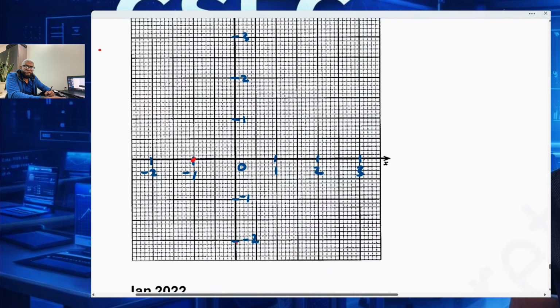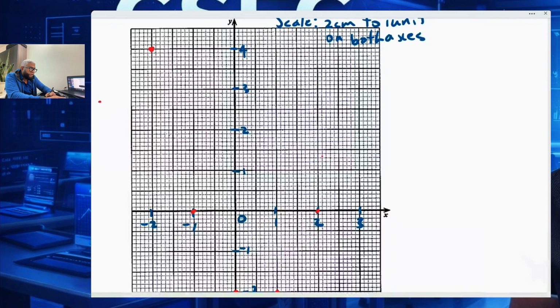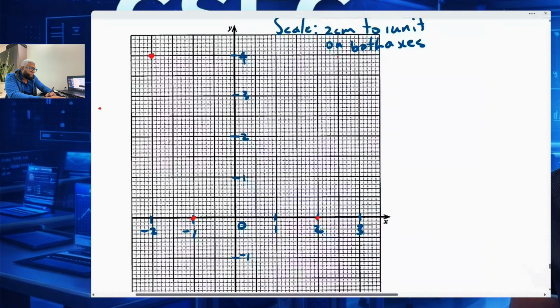0, negative 2. Yes, so we're on the y. Next. 1, negative 2. So they didn't give us our minimum point again. Next. 2, 0. Oh, we're just mirroring on this side, right? And then we will be up here. It'll be 3 and 4. Right, boom.